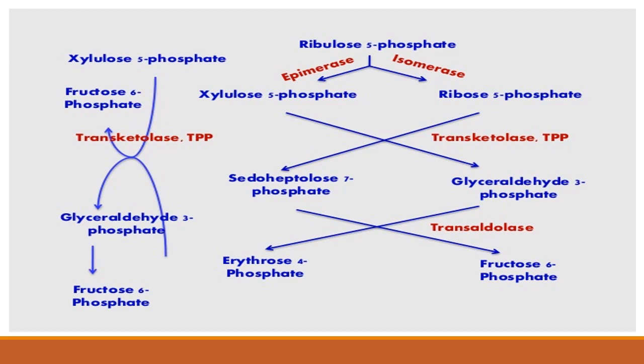In the next step, fructose 6-phosphate and glyceraldehyde 3-phosphate can be further catabolized through glycolysis and citric acid cycle. Glucose may also be synthesized from these two compounds.